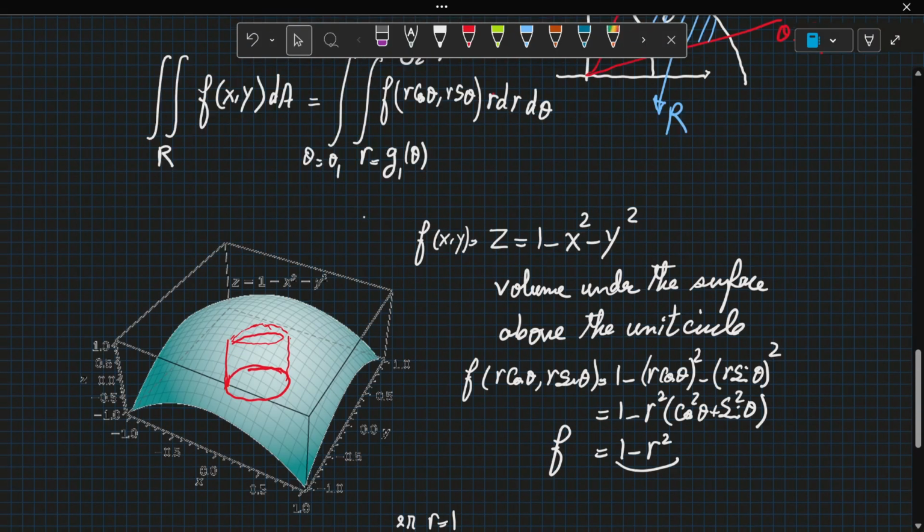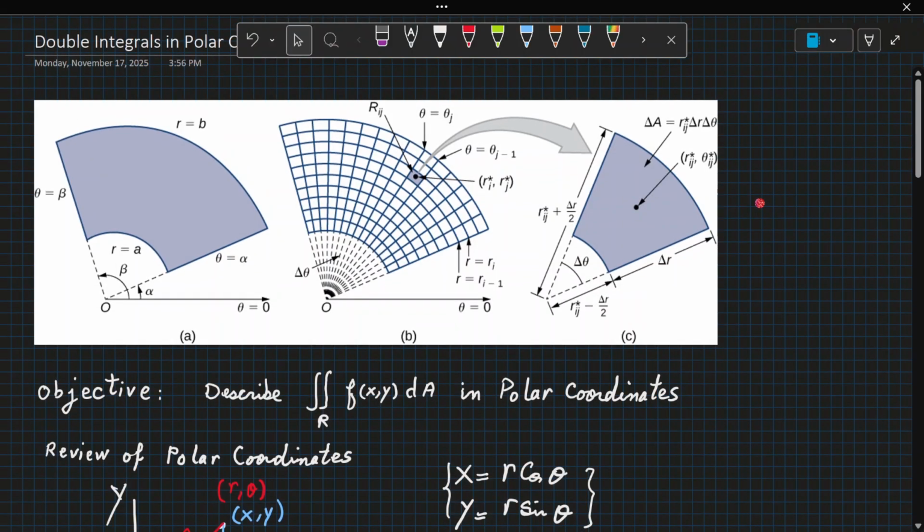Okay, so what did we do today? We had this particular region where the boundaries are defined by fixed values for the radius and the angle. So our typical grid has this polar shape to it, and our element of area becomes a region that looks like a kind of trapezoid, with the top and bottom of it being sectors of a circle.